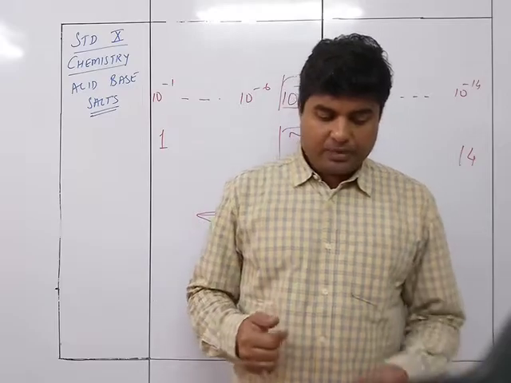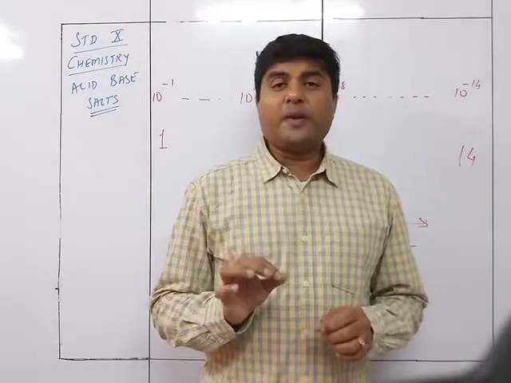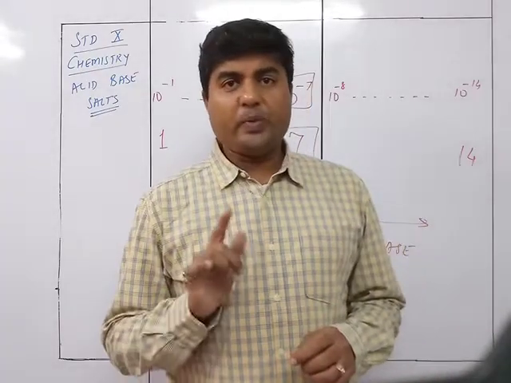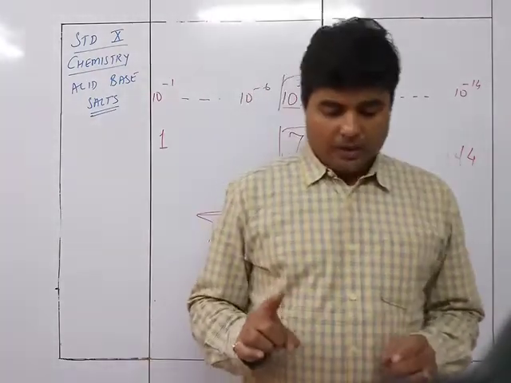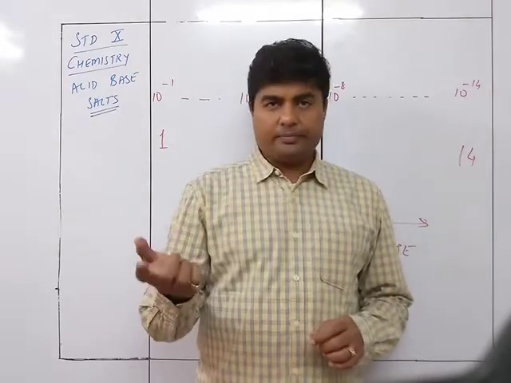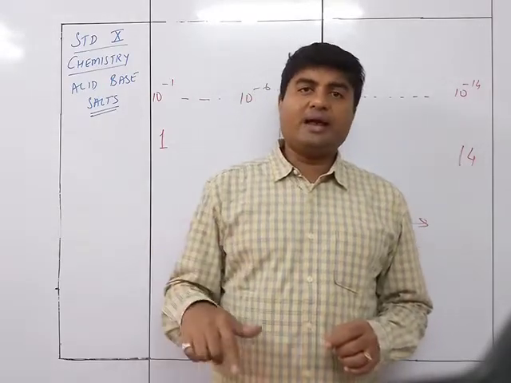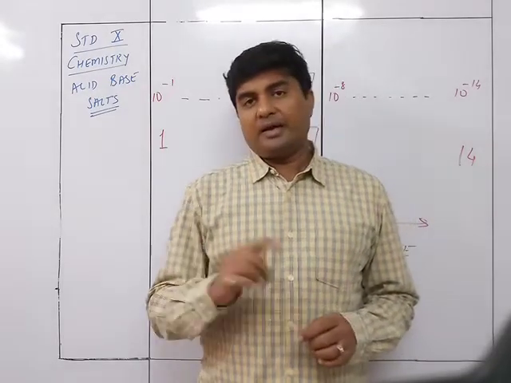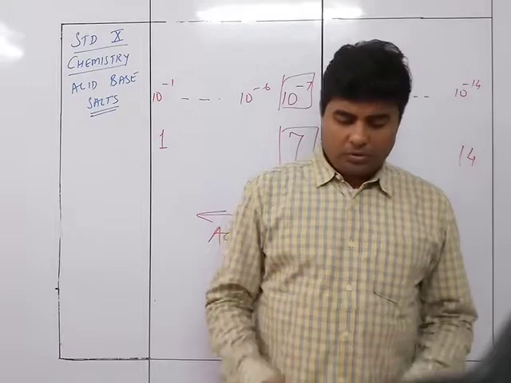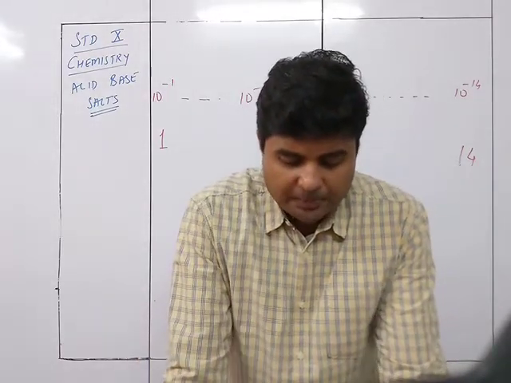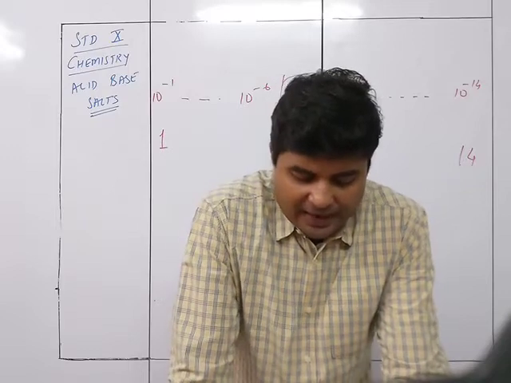So first thing, litmus paper, when it is neutral, it is going to be purple. When it is dipped in acid, it turns red, so purple to red. And when it is dipped in alkaline, it is going to be blue. So it is going to be red turning blue or purple turning blue. So the color change will be: neutral will be purple, acidic will be red, alkaline will be blue.